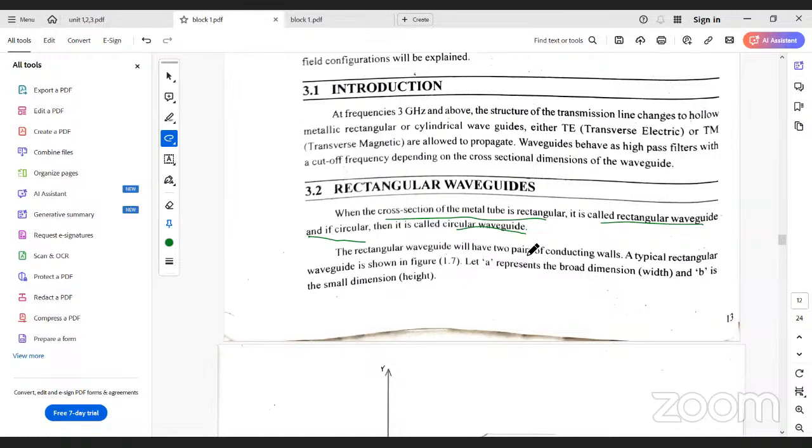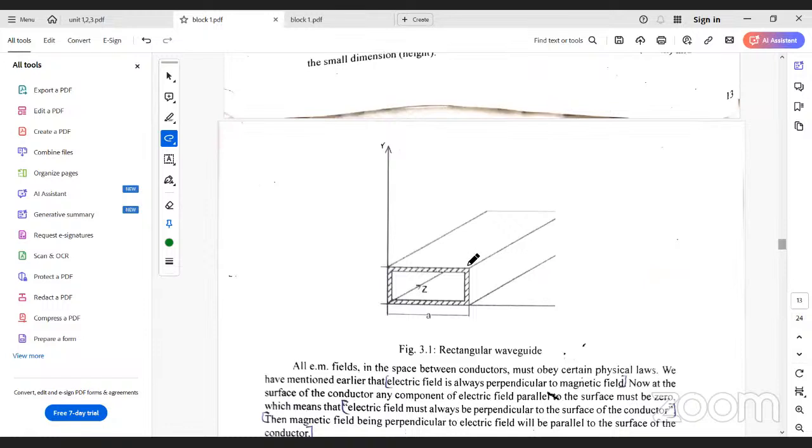Again, in the rectangular waveguide we have two pairs of conducting walls, where A represents the width and B represents the height. We are taking it in terms of A and B. This is A, this is B. And we are taking the longitudinal axis as the Z-axis. This is the X-axis, Y-axis, and Z-axis.